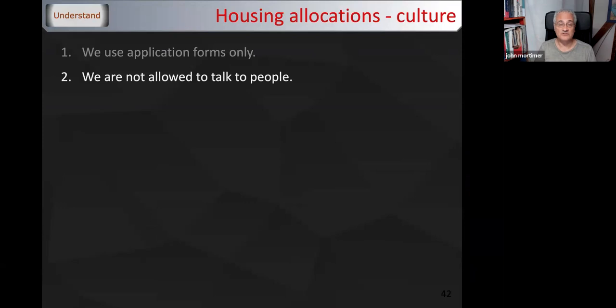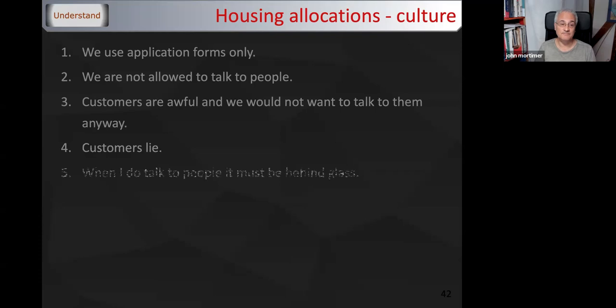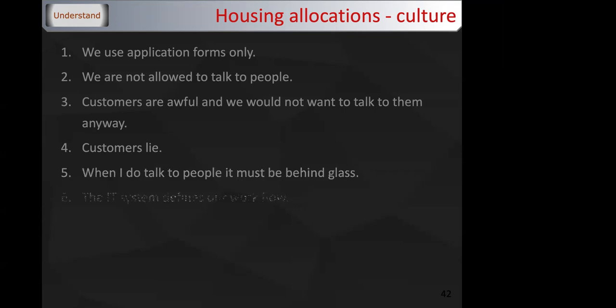So at the end of the 4 weeks, one of the things I asked them is, what is it like to work here? Because now they'd got an understanding of what it's like. We don't talk to people, we process applications. That's what we do. And actually, we don't really want to talk to people because when we do, they get aggressive. So we don't want to talk to them anyway. And you know what? They lie. People come to us and they openly lie in our face about what they need. And when I do talk to people, it must be behind glass because I want to feel safe.